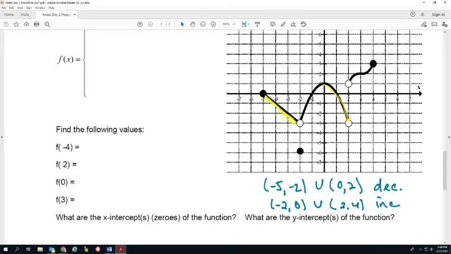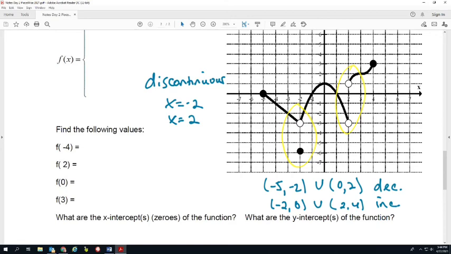All right, the next question asks, where is the function discontinuous? Well, the function is discontinuous at all the places that you have any of those discontinuities. So you see a discontinuity right here, and you see one right here. So we would say it's discontinuous at x equals negative 2. That is actually a removable discontinuity. And then we also have it discontinuous at positive 2. That would be a jump discontinuity.